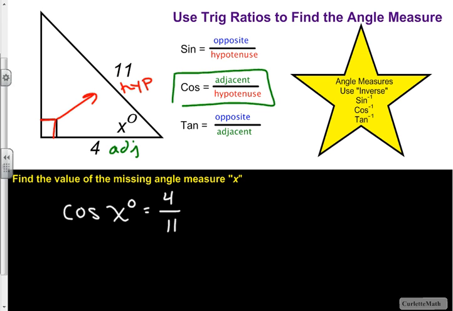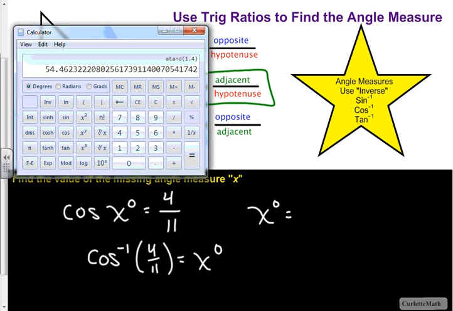So remember, what do we have to use? We have to use the inverse. So the cosine inverse of 4 divided by 11 equals our x degrees. So x degrees is going to equal, well, let's go back to our calculator. Let me clear out what we had from our previous answer.